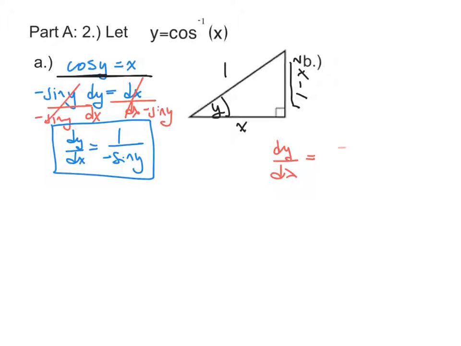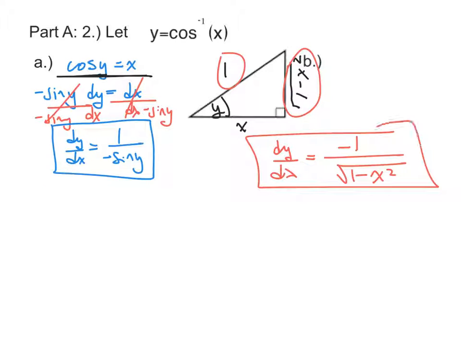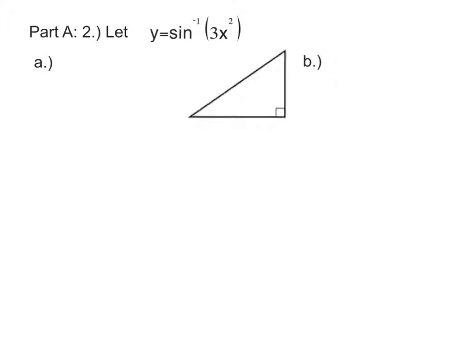We know that it is negative 1 over the sine of y. And looking at our triangle, sine is opposite over hypotenuse. So square root of 1 minus x squared. And that's it. So let's do it again with y equals the inverse sine of 3x squared. First, find the derivative in terms of y and x.